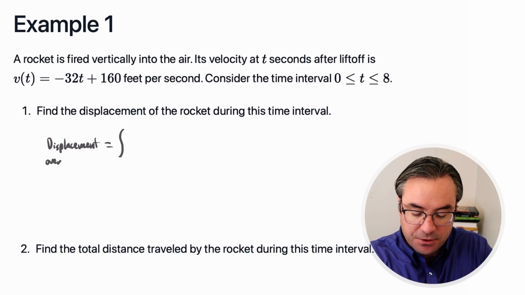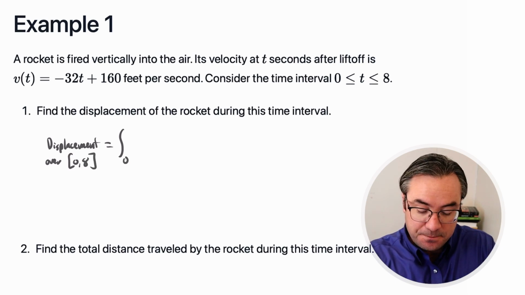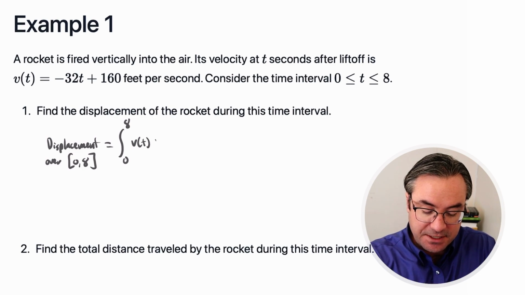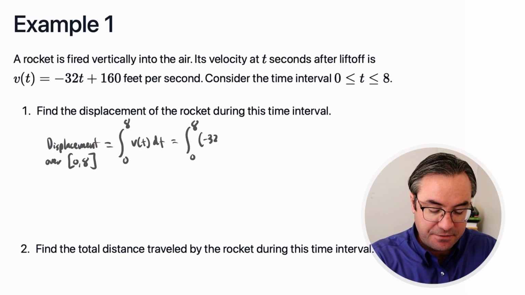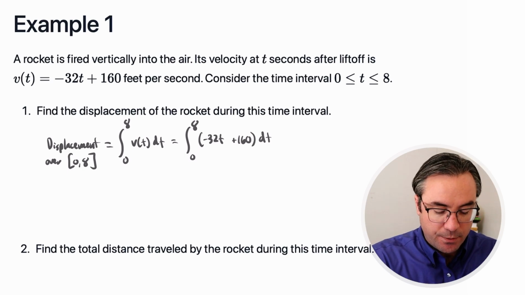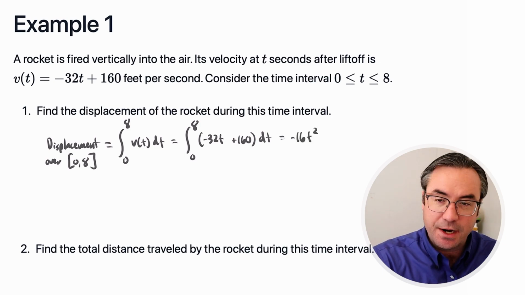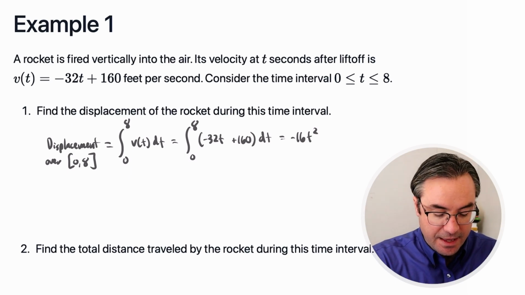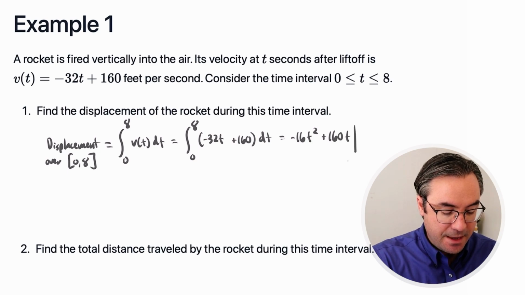So the displacement over this time interval from 0 to 8 is going to be the integral from 0 to 8 of just the velocity. And if we fill that in, our velocity function is negative 32t plus 160. And this is just a definite integral. So we want the antiderivative of that first piece. We get negative 16t squared, we do our power rule. And then the antiderivative of that second piece is 160 times t. And then we're going to evaluate this going from 0 to 8.